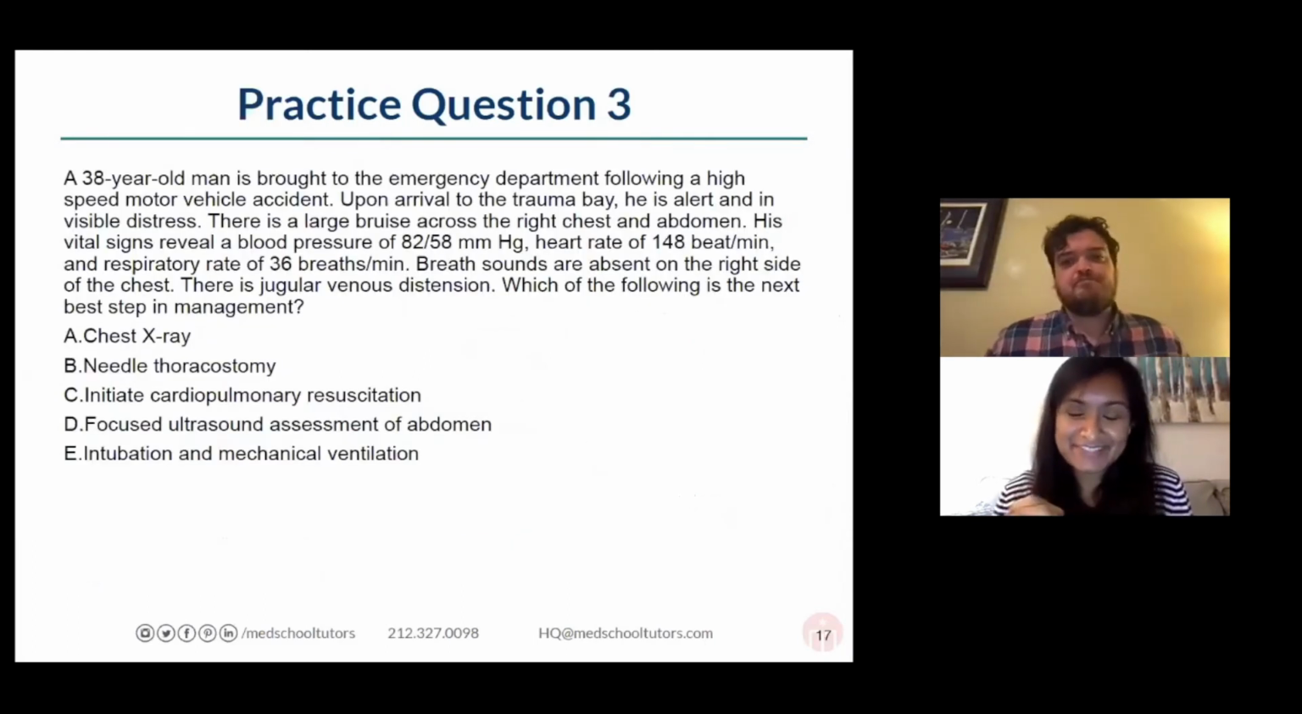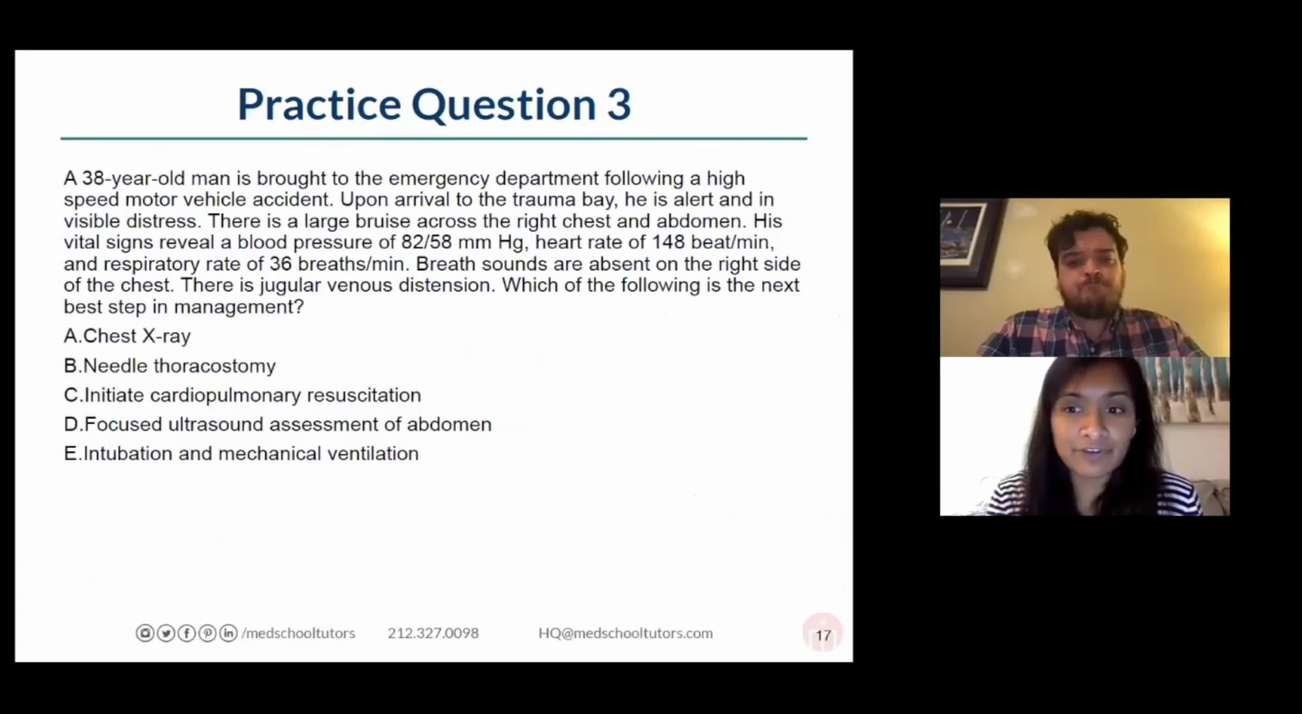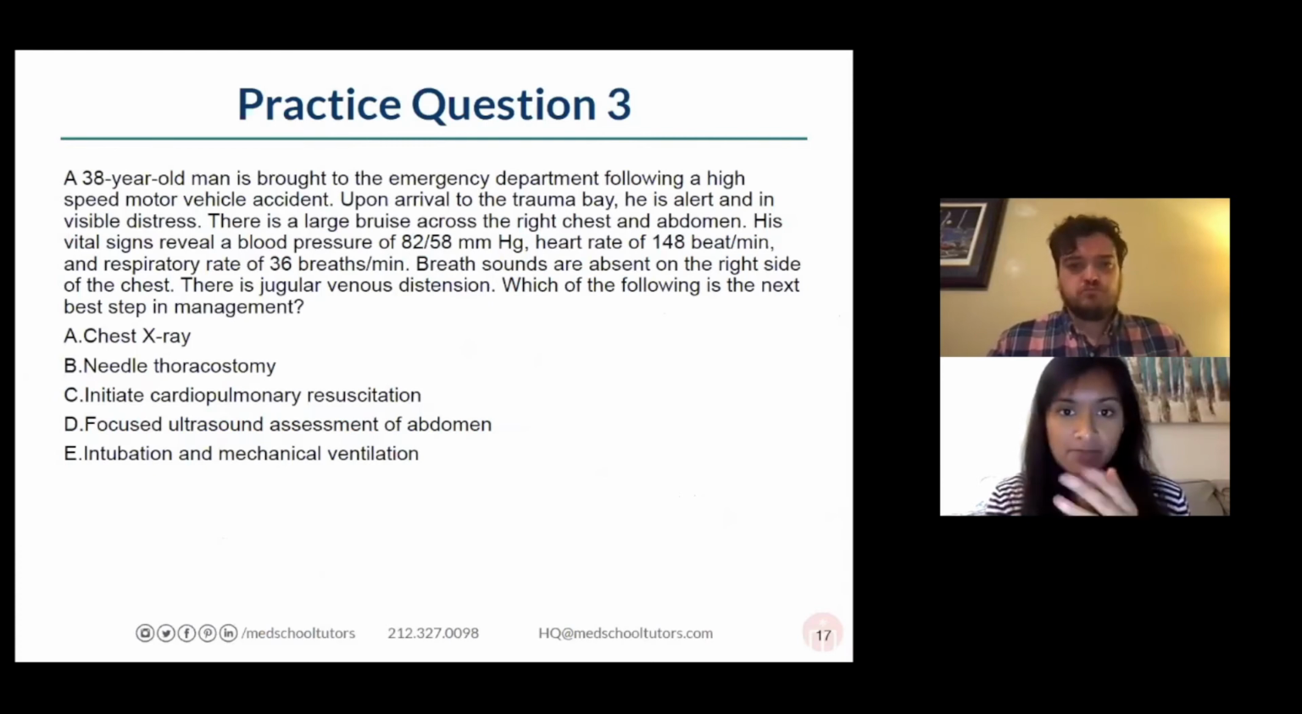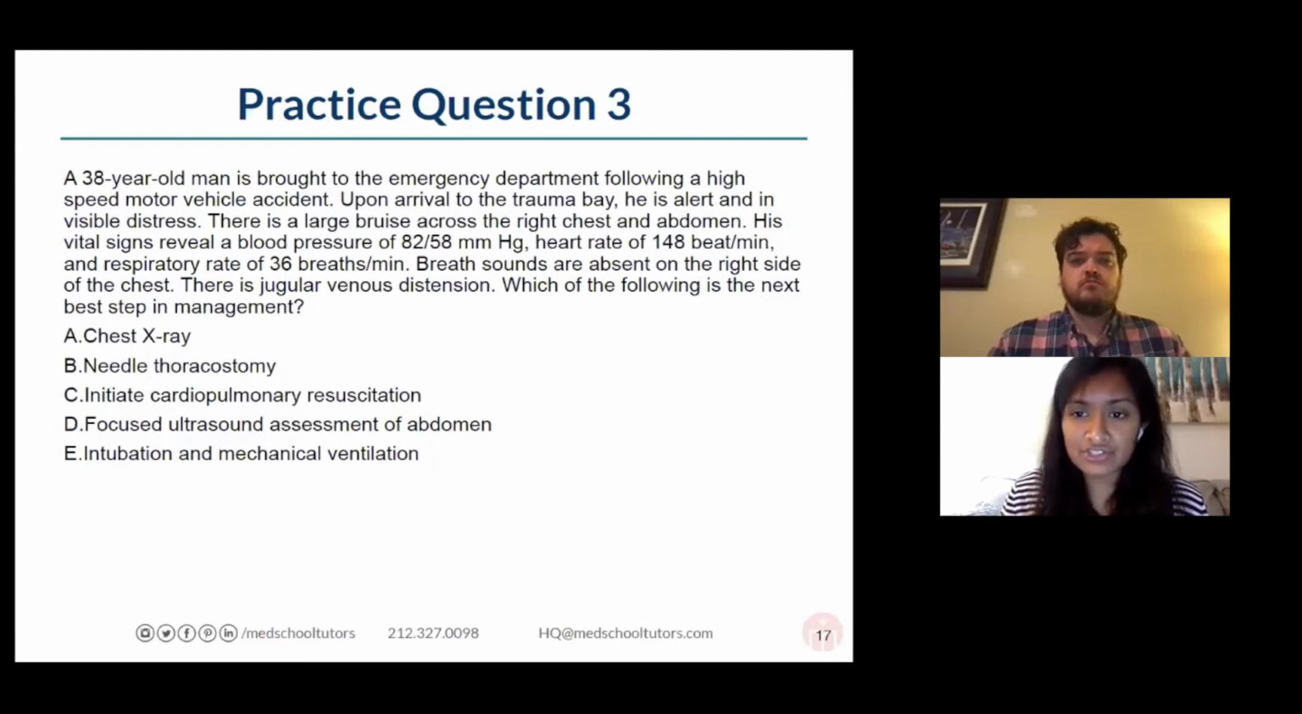Another case here. So, next one we have is a 38-year-old man. Okay, so fairly young, and brought to the emergency department following a high-speed motor vehicle accident. So I'm already thinking down my trauma pathway, right? Blunt force, penetrating, hard to know, we'll keep thinking. Upon arrival to the trauma bay, he is alert and in visible distress. There is a large bruise across the right chest and abdomen. So they specify side for the chest. This is something that you just know when you know it. They're talking about the seatbelt sign, right? So right chest, abdomen. Okay, big bruise.